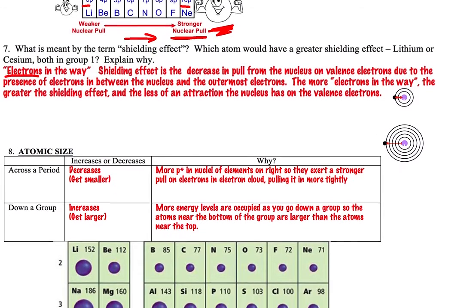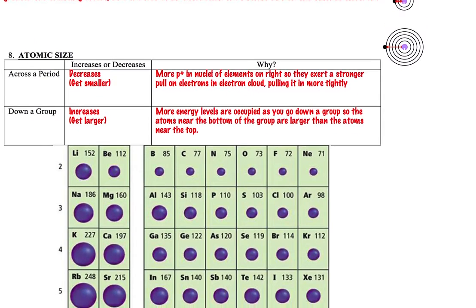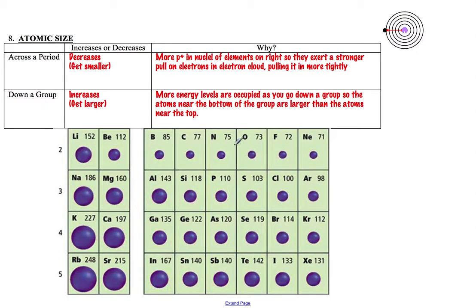For instance, if we look at the first trend, which is atomic size. As you go across a period, what happens to the size? Well, as we go across, you see here the size gets smaller. And that's kind of weird. And you're thinking probably that neon should be bigger because it's got 10 protons and 10 electrons, and lithium's only got 3 protons and 3 electrons.